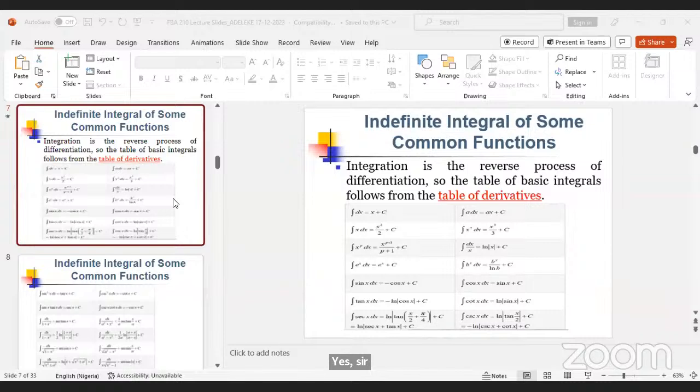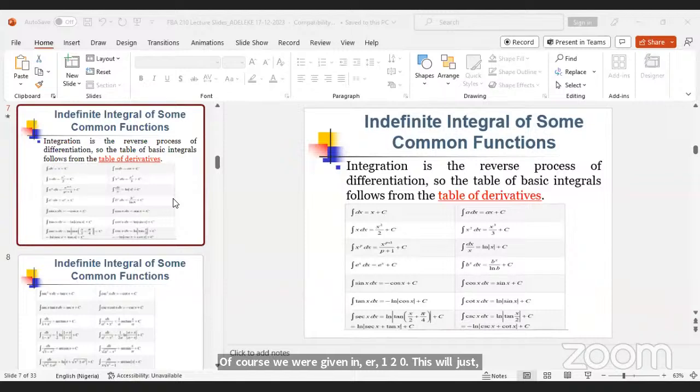So we stopped at this particular slide. I was trying to give us the standard integrals, of course, which we were given in FBA 120. This will just serve as a revision before we start the application.